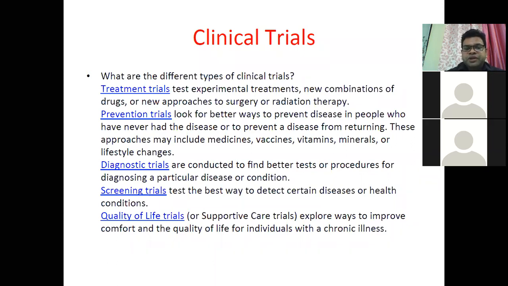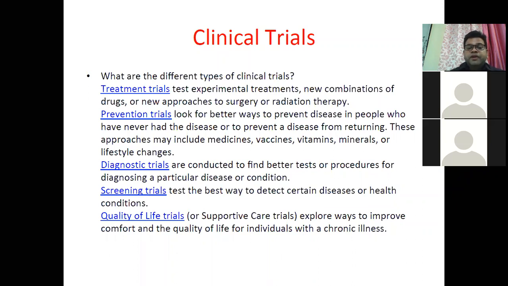The next one is diagnostic trials. What are diagnostic trials? Those are trials used for the approval of procedures for diagnosing a particular disease or condition. Next is screening trials. This is the best way to detect certain diseases or health conditions, like screening of COVID-19 patients. It may be for approval of any particular screening method.